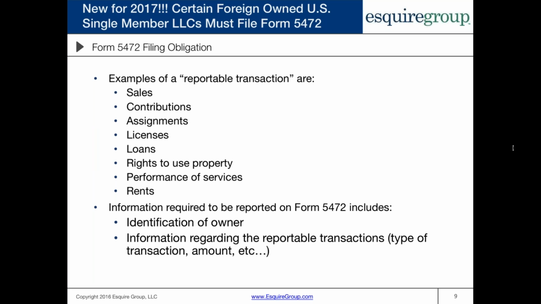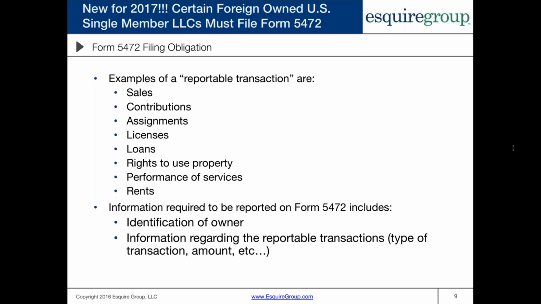So what is a reportable transaction? What are going to be the triggers that are going to trigger this 5472 filing requirement for foreign-owned U.S. disregarded entities? So basically sales, contributions, assignments, licenses, loans, rights to use property, performance of services, rents, and there are some other ones.